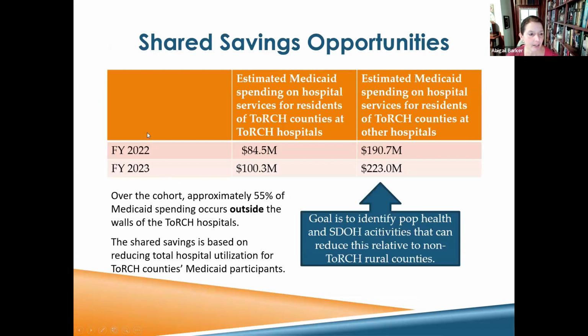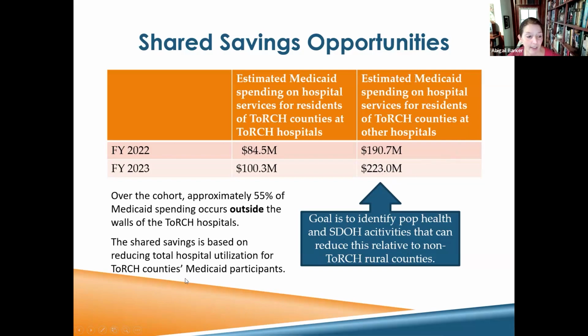This is a combined total dollar amount for all ToRCH counties. So these are our 6 counties currently. In fiscal 2023, the estimated spending on hospital services for residents of ToRCH counties at ToRCH hospitals was about $100 million. The estimated spending for those same people at any hospital is $223 million. So basically, over the whole cohort, about 55% of spending occurs outside the walls of these ToRCH hospitals, and that's where the real opportunity lies. You want to identify population health and social determinants activities that can reduce this relative to non-ToRCH counties.